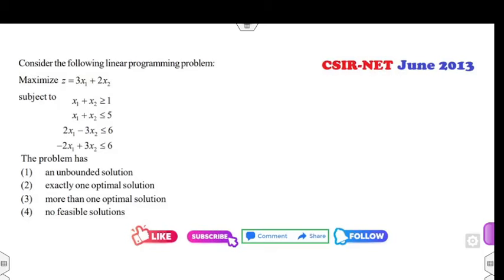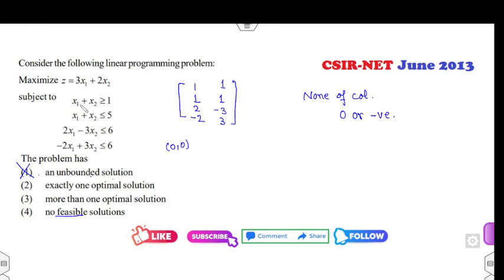Look at another problem. We have four constraints and one objective function. Can you write firstly the unbounded solution? We can see the constraints. This is the coefficient corresponding to x1, and this is the coefficient corresponding to x2. Clearly, none of the columns is 0 or negative. That means an unbounded solution is not possible. Now, no feasible solution: clearly say (0, 0). Is it satisfied? No, the first one is not satisfied. So it may have no feasible solution. First option directly cancelled.